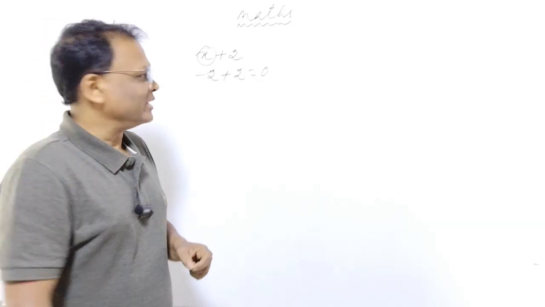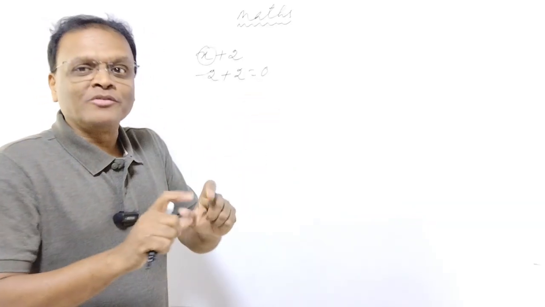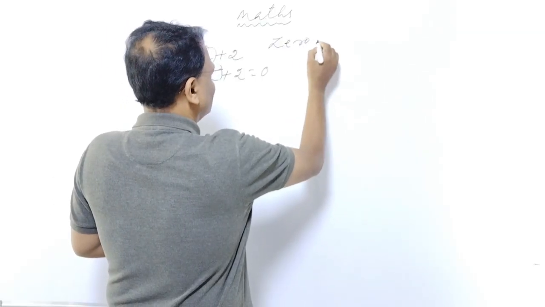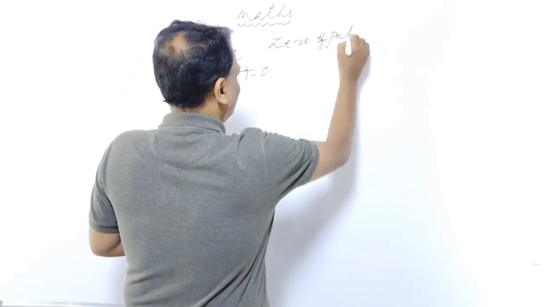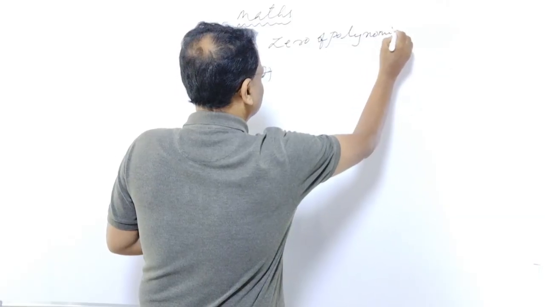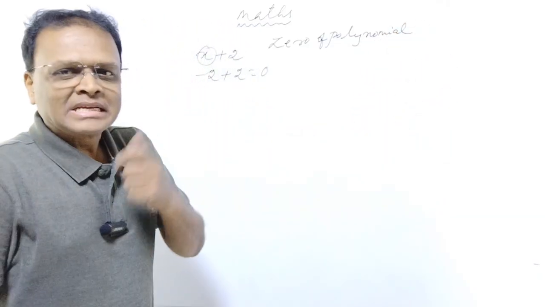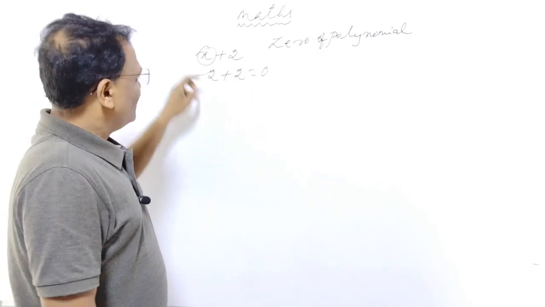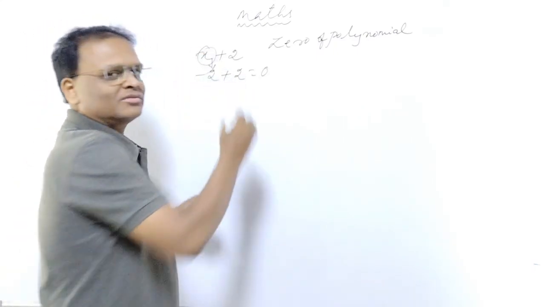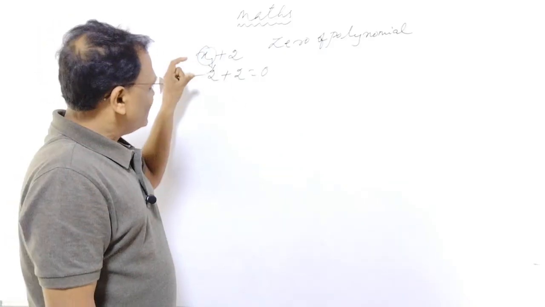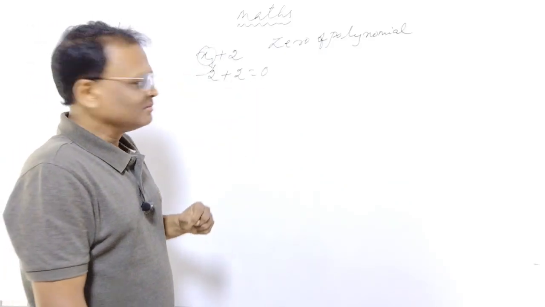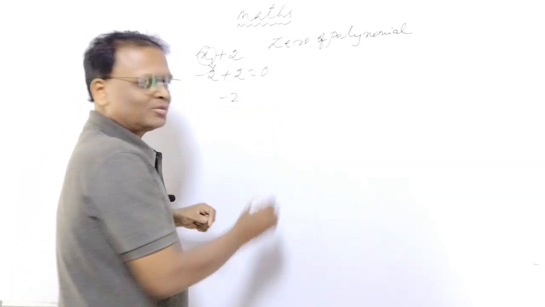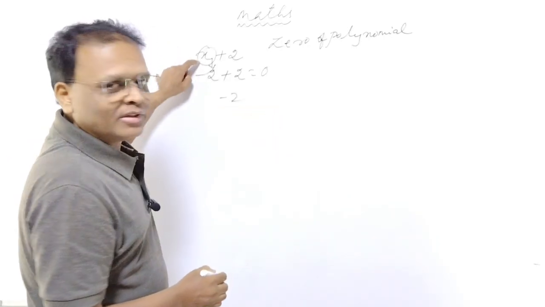So therefore today's topic is: what is the 0 of the polynomial. Zero means the value of x, if I write minus 2, this entire expression becomes 0. That means instead of x I have written minus 2. So this minus 2 is called the 0 of the polynomial.